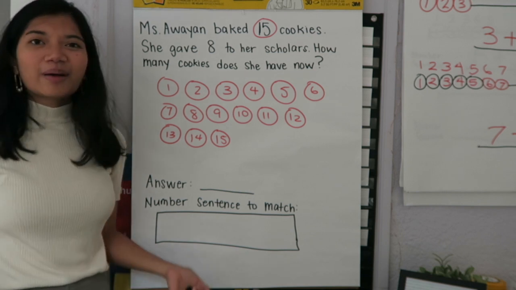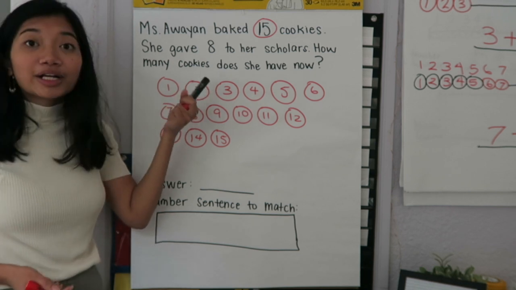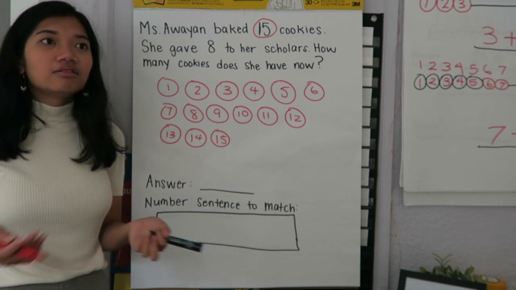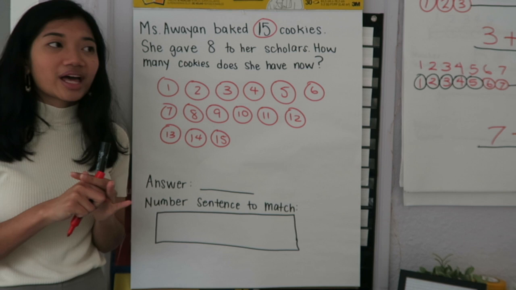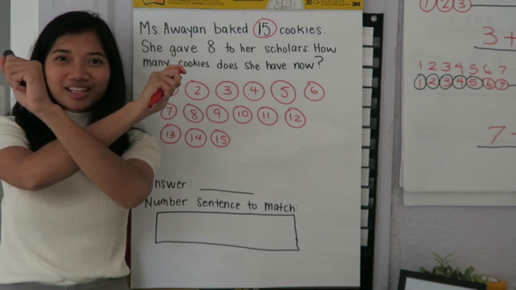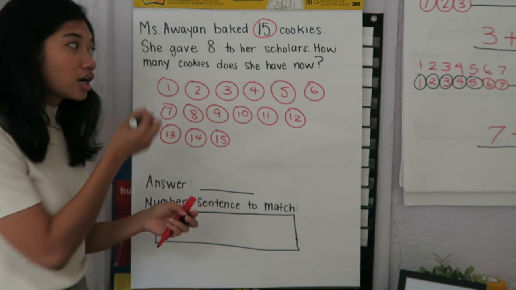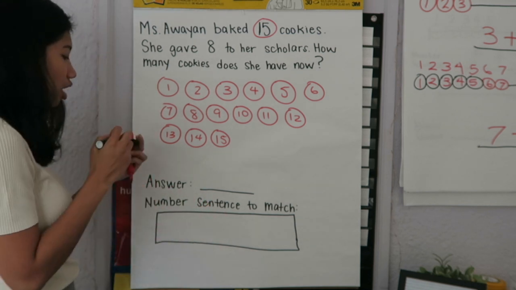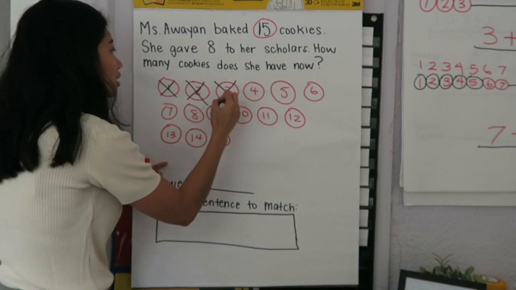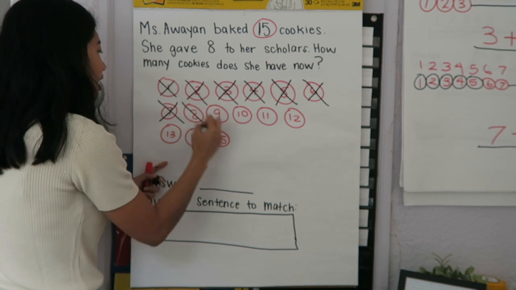What happened next in my story? I gave 8 of my cookies to my scholars. Does that mean I have them still? No, I do not have them anymore. To show that on our paper, we're going to cross it off. Everyone, do the arms with me. Ready? We're going to cross it off. We're going to cross out 8 cookies. Count along with me. 1, 2, 3, 4, 5, 6, 7, 8.